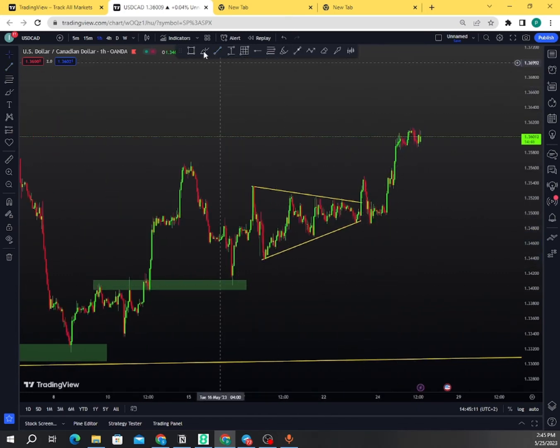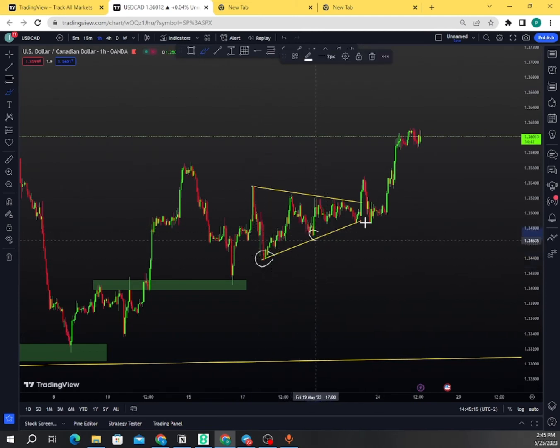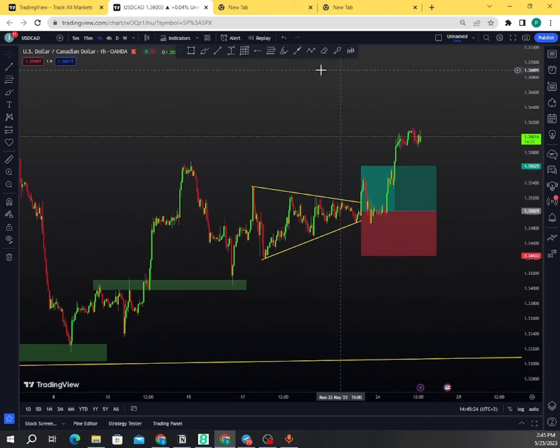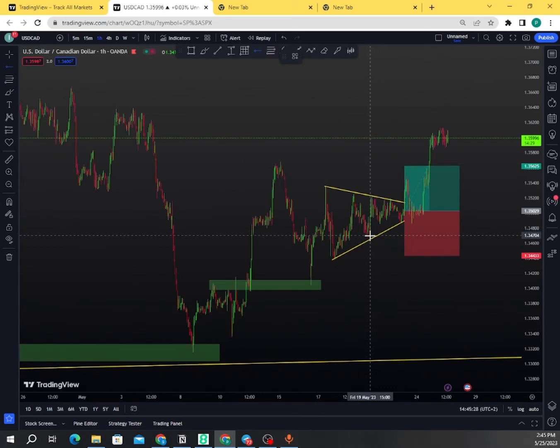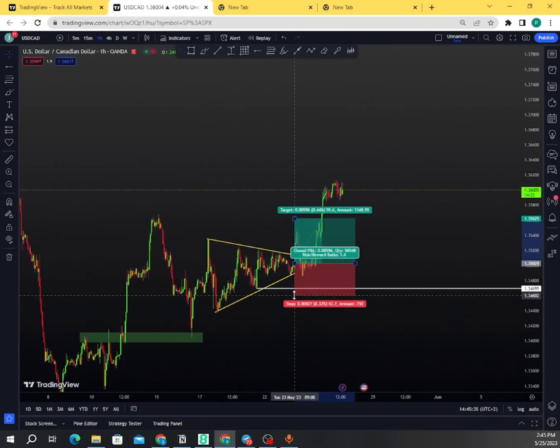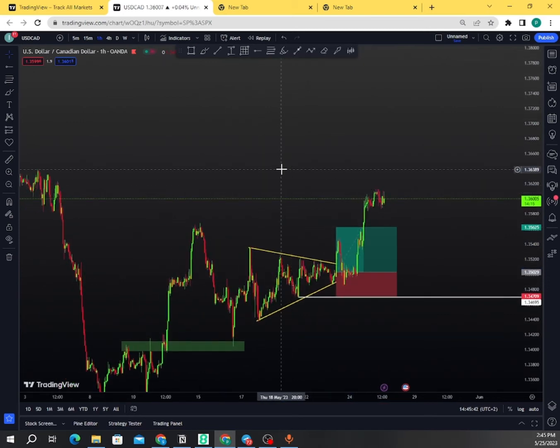So I saw that price created this continuation pattern, giving me a first touch here, a second touch here, and a third touch here. And then that's when I entered my trade at the third touch. And now I ask myself, where am I going to put my stop loss? I put my stop loss right here below this level, which was like a 30 pips stop loss.